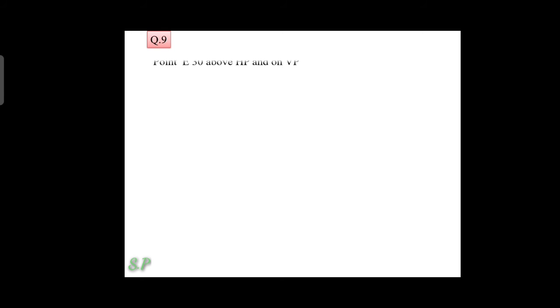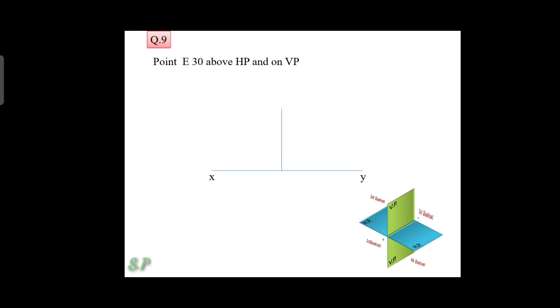Next, question number 9. Point E is 30 above HP and on VP. The point is on the VP plane. It is 30 above HP. So draw an XY reference line and draw the front view point 30 mm above the XY reference line and locate the point E dash.